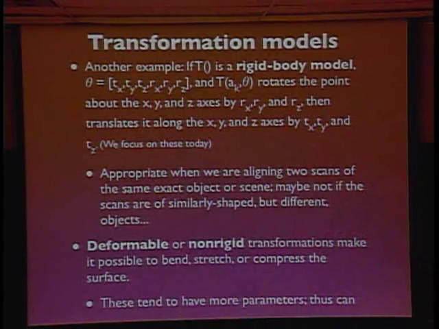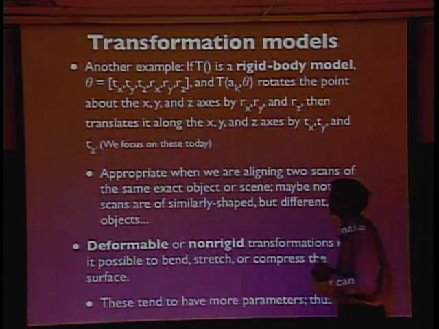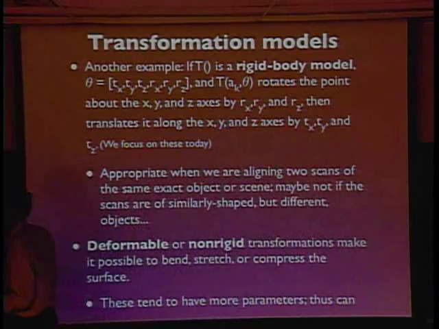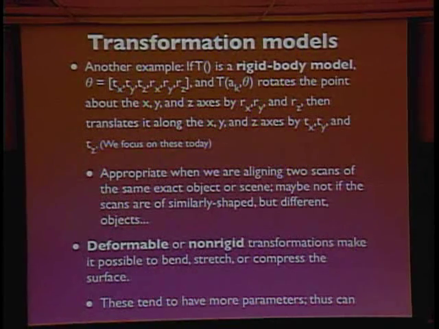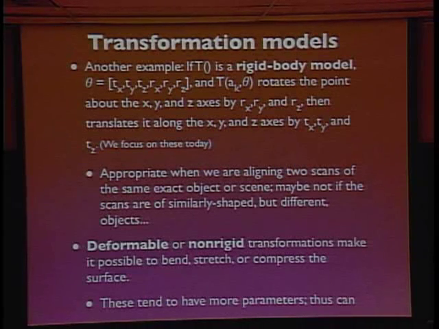And it does what you think it does. It rotates the object by the degrees given by rx, ry, rz, and then it translates them along each of the axes by tx, ty, and tz. So, as you can imagine, I briefly discussed this, but just to reiterate, this is appropriate when we're aligning 2 scans of the same object that does not necessarily change its conformation or change its shape or change how it's configured in any way in between the scans.